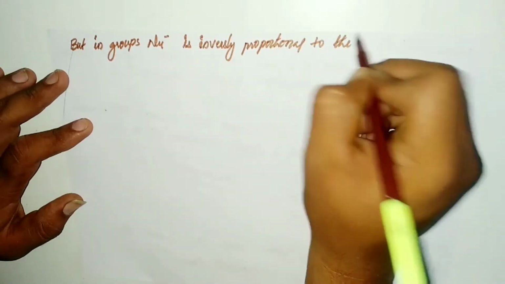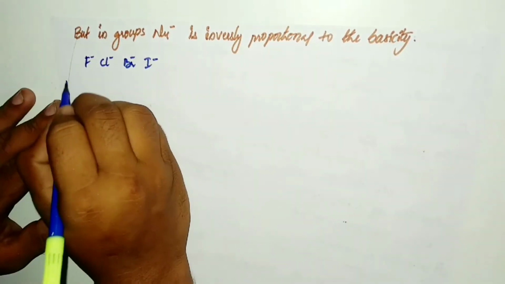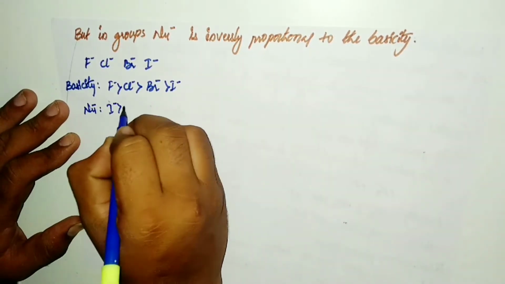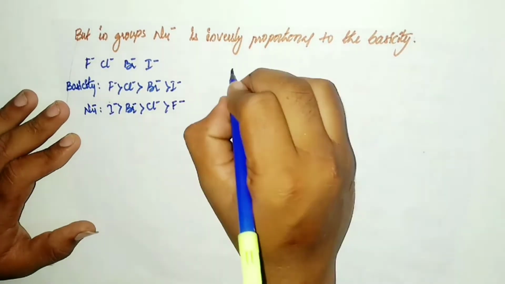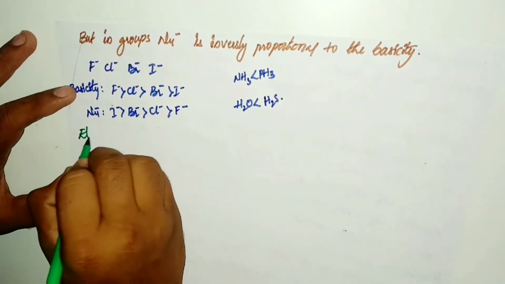Here, electronegativity and polarization are quite different in groups and periods, and you can understand that by these examples and their basicity and nucleophilicity. Just look at those examples, and some other examples I am also giving.